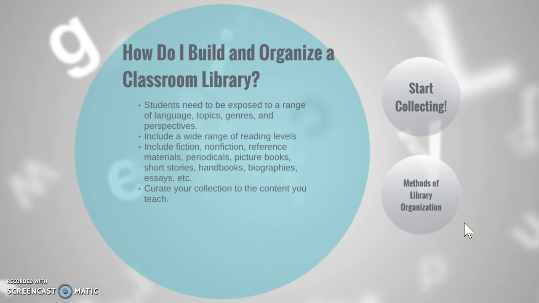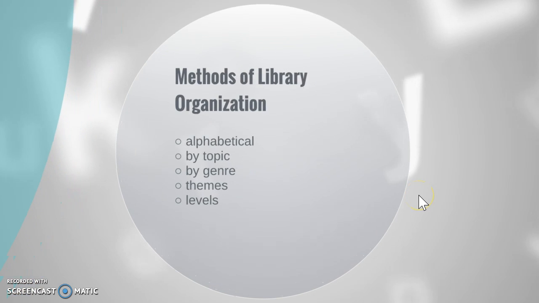Next, once you've got a collection started, you need to organize them. So there's several different methods that I'm going to talk about real quick. Alphabetical. We know that in our libraries, fiction books are arranged by the author's last name in alphabetical order. So you would think that maybe you should do that for your classroom library.